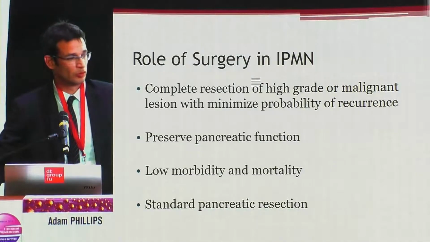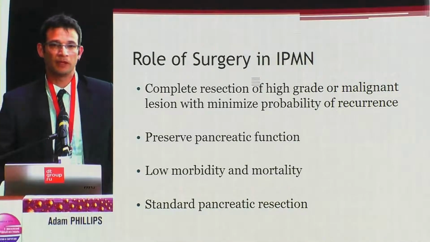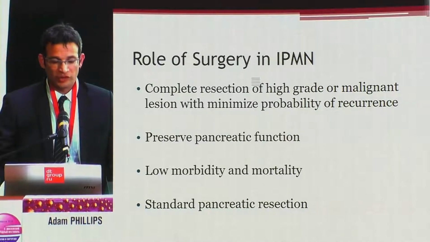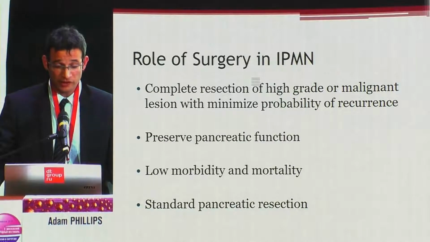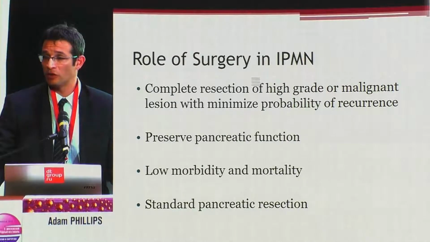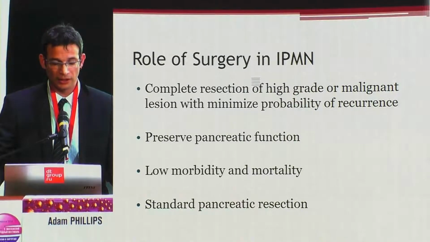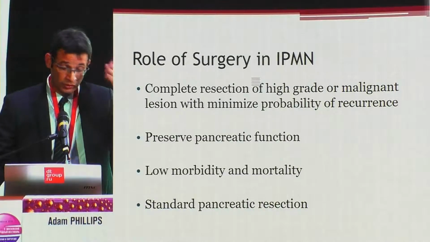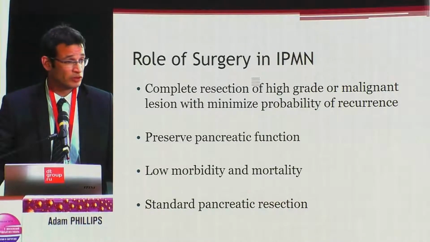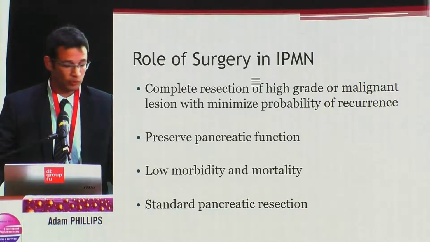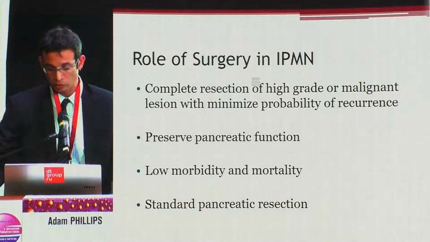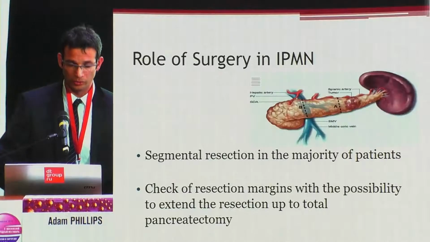So, the role of surgery in IPMN. We decided that this patient may go to surgery. Which kind of surgery do we want? We want a complete resection of the high grade and malignant lesion with minimal probability of recurrence. We want to preserve the pancreatic function as much as we can. We want surgery with low morbidity and mortality, and we want a standard pancreatic resection. We don't want to improvise anything we don't know.